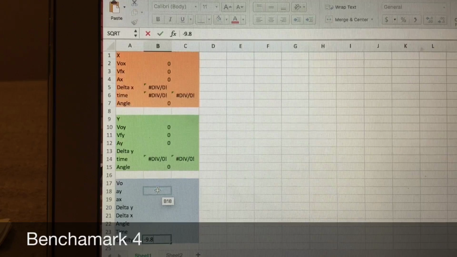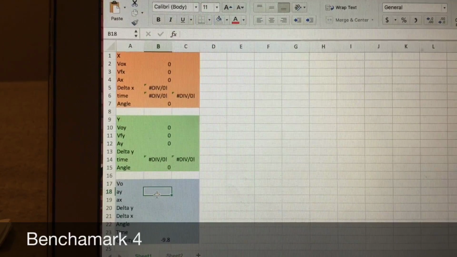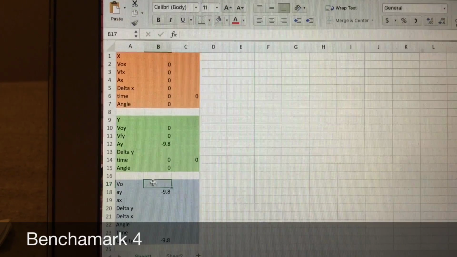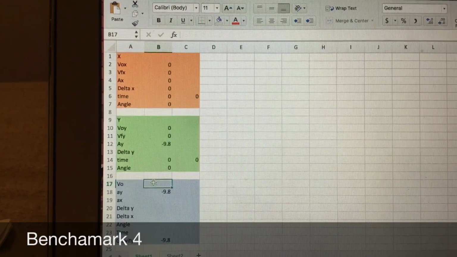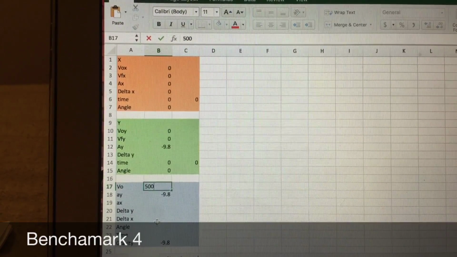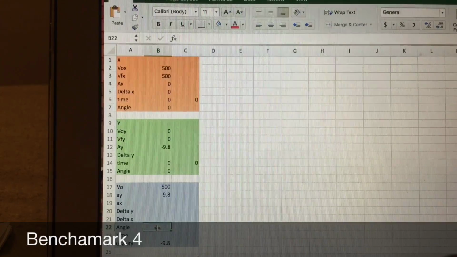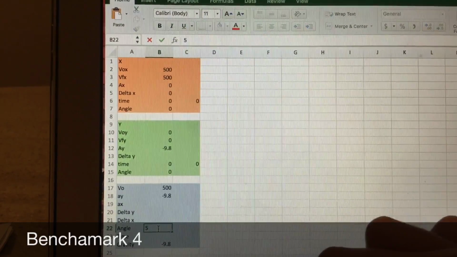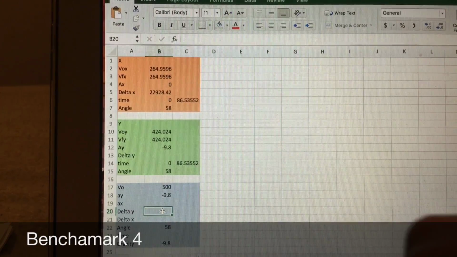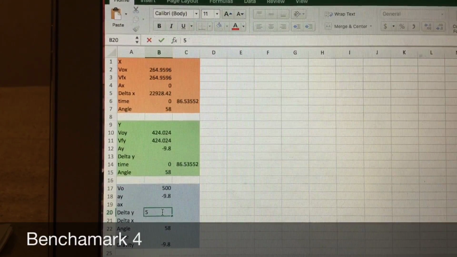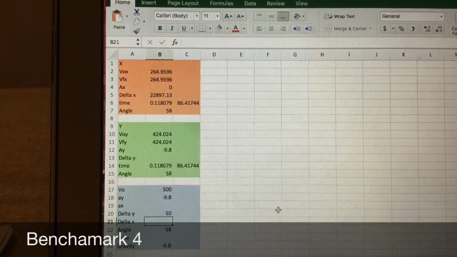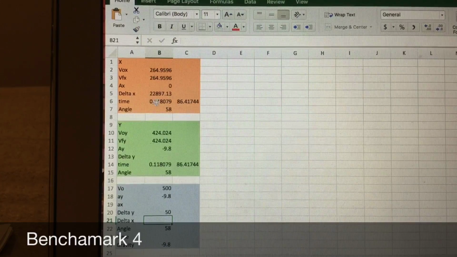In benchmark number 4, we first have to input negative 9.8 for the acceleration of y. Then we put in an initial velocity, which we are told is 500 meters per second. Then we put 50 meters, which is the displacement in the y-axis, and then 58 degrees, which we are also told. And then you get that the time is 0.1 seconds or 86 seconds.